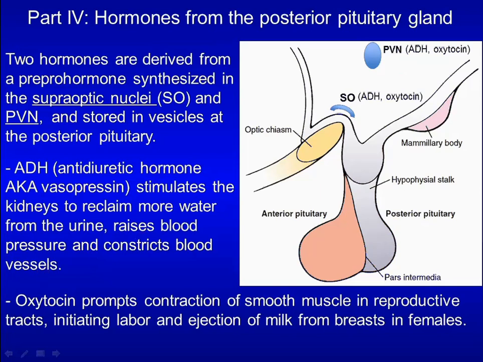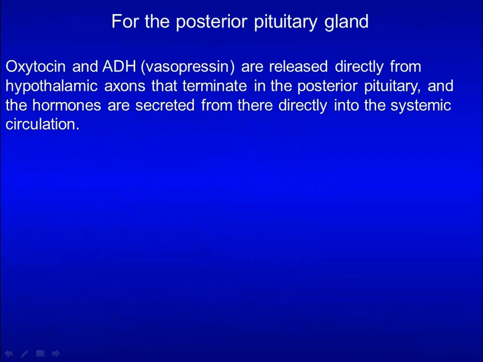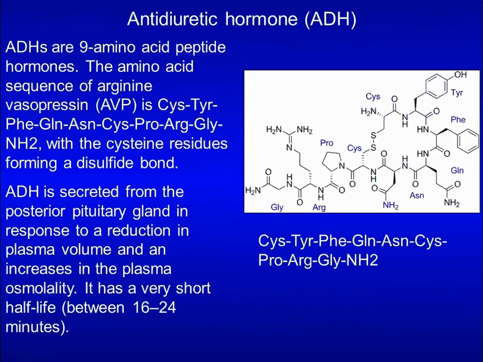The other one is oxytocin. It promotes contraction of smooth muscle in reproductive tracts, initiating labor and ejection of milk from the breasts in females. Oxytocin and ADH are released directly from hypothalamic axons into the systemic circulation. ADHs are 9-amino acid peptide hormones.